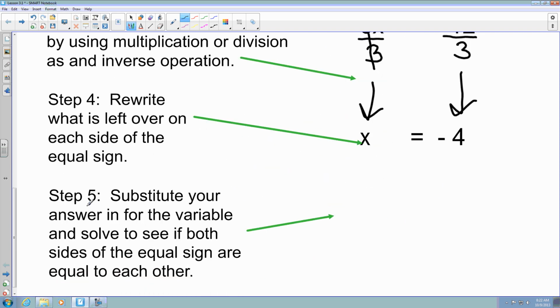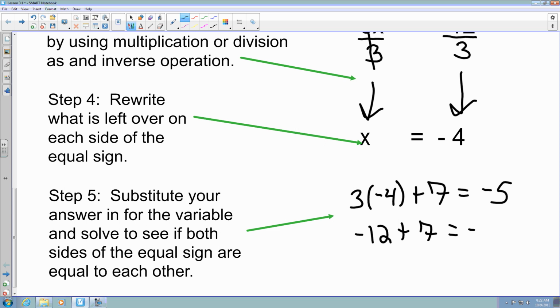The last step, and it's probably the most important step, is you're going to substitute your answer for the variable and see if both sides of the equation are equal to one another. So here I'm going to go 3 multiplied by, instead of x, negative 4, plus 7, and see if it equals negative 5. Doing the math, order of operations comes first, multiplication comes before addition, so it's negative 12 plus 7, which equals negative 5. And negative 5 does equal negative 5.